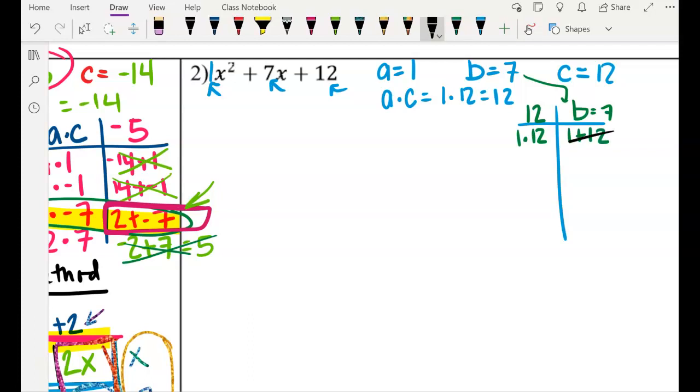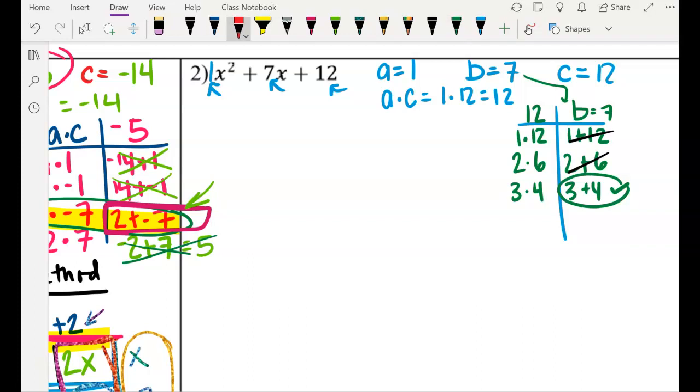So not that one. And then we got 2 times 6, but 2 plus 6 is not 7. And then next is 3 times 4, which is 3 plus 4 equals 7. So this is the one that we want. Now 4 times 3 will work too, but it doesn't really matter because multiplication is commutative. So 3 times 4 is the same as 4 times 3. So now these are the two numbers that we like.